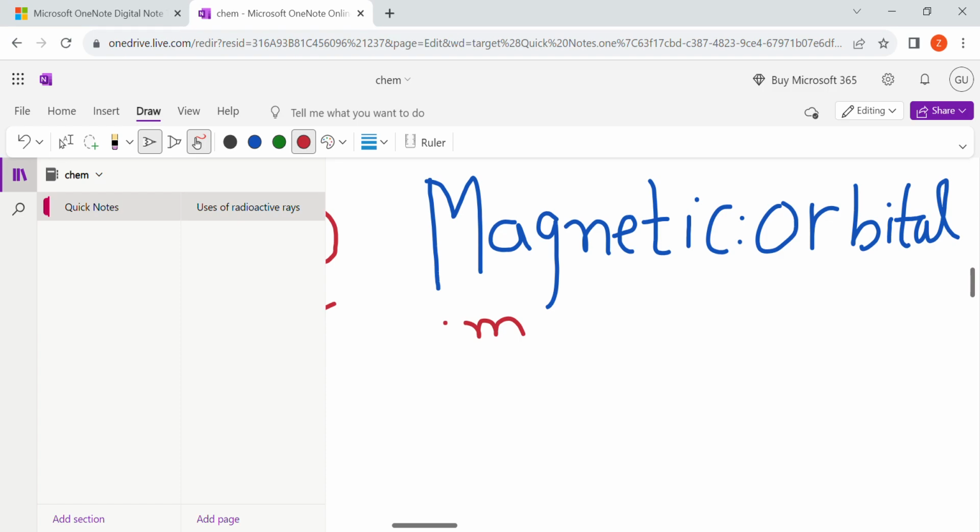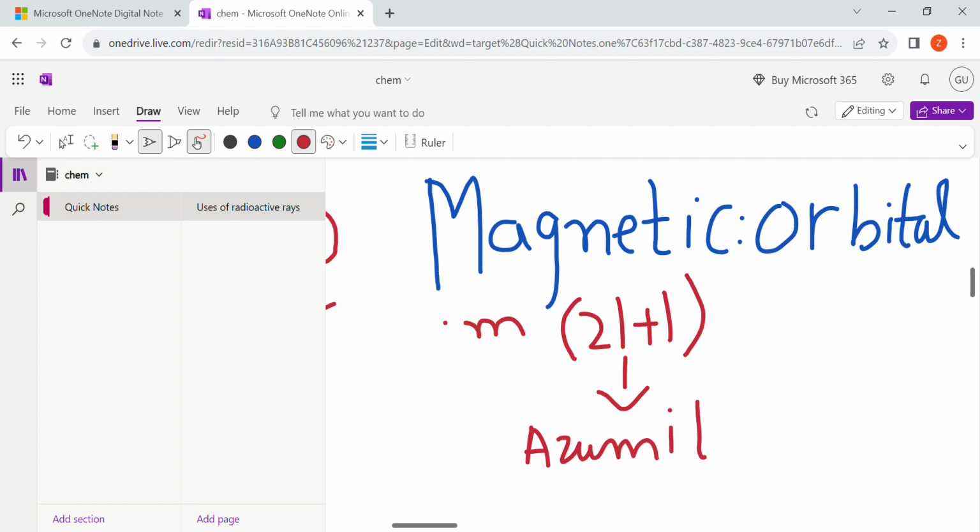And m has a value of 2l plus 1. Here l is the azimuthal quantum number, okay, that we have discussed. That is why I was saying that every quantum number is interrelated with each other, okay.